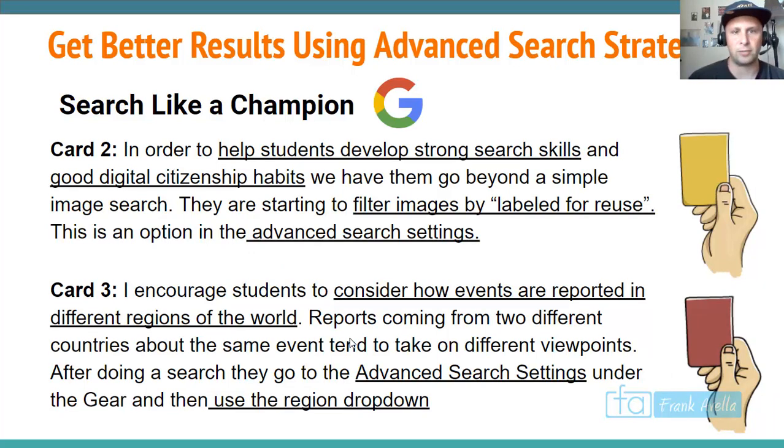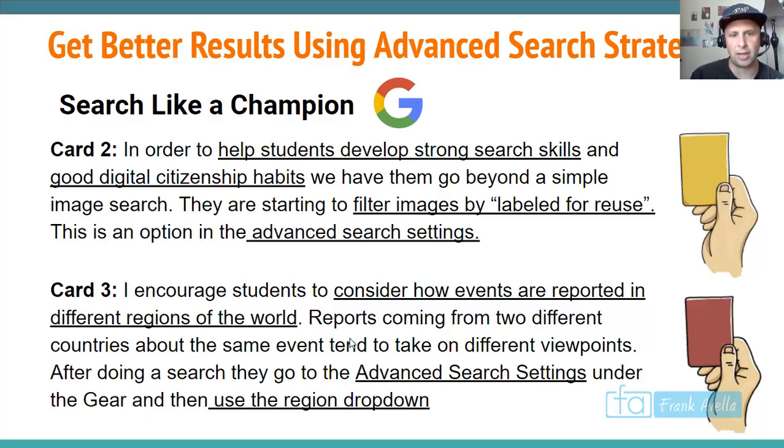The next card. In order to help students develop strong search skills and good digital citizenship habits, we have them go beyond a simple image search. So it's not just a simple image search. They can filter, label for reuse. That means like even commercially. This is an option in advanced search settings.